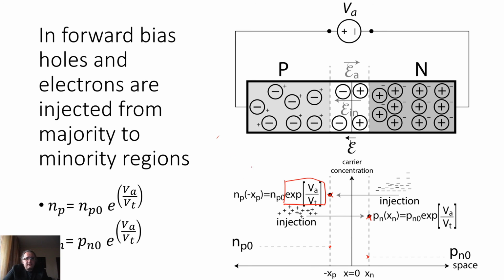Now, these carriers will further diffuse into this side and will constitute the current that is flowing through the PN junction. This is why it's very important to know these concentrations. And this will determine actually the exponential volt-ampere characteristic of the diode.